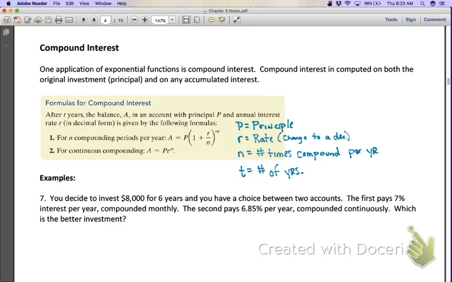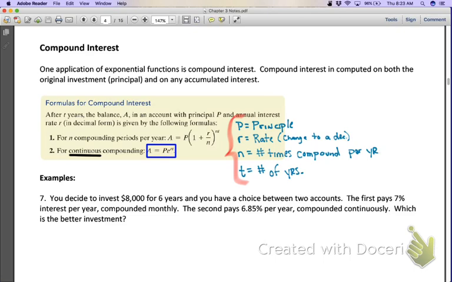Whenever you do it continuously, and again, the difference between knowing if it's continuously or if it's compounded, it will say continuously. It will use the word continuously. Then you know that you need to use this specific formula. If it doesn't say continuously, then you should have basically all 4 of those parts. Continuously, you're not going to have n. You're going to have everything else, but you will not have n.